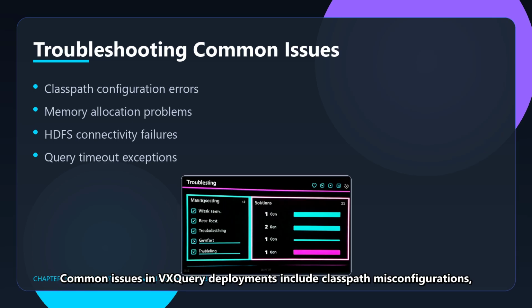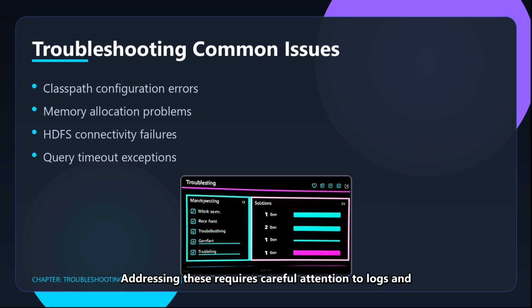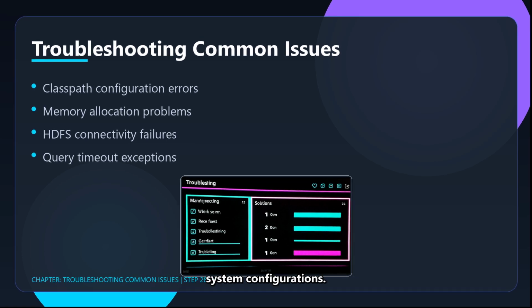Common issues in VXQuery deployments include class path misconfigurations, memory limits, HDFS connectivity failures, and query timeouts. Addressing these requires careful attention to logs and system configurations.